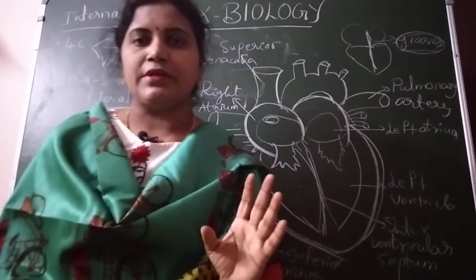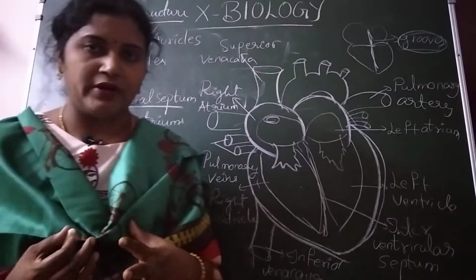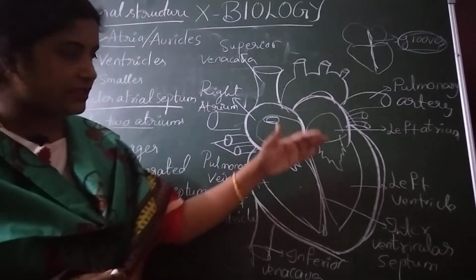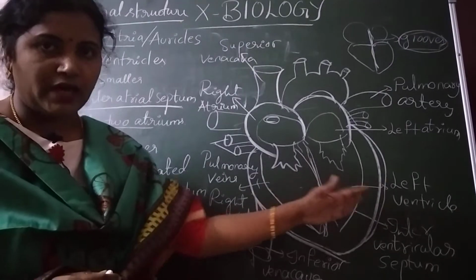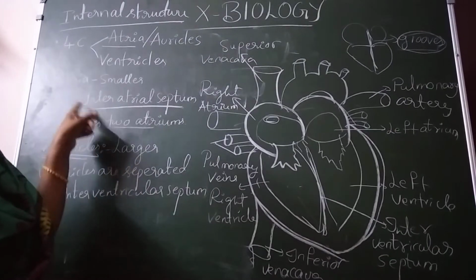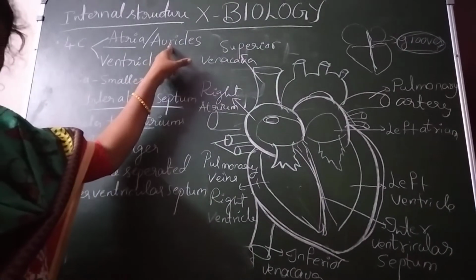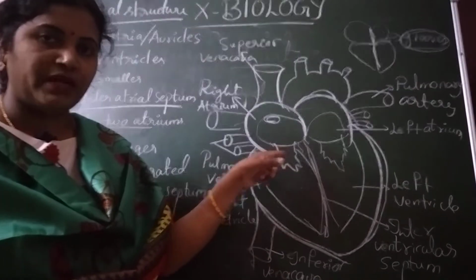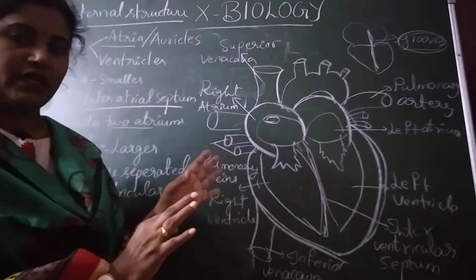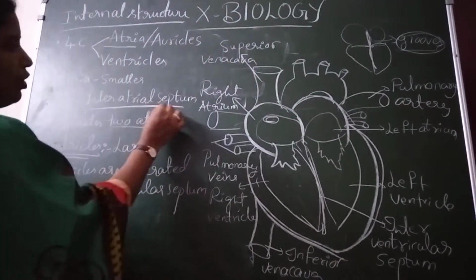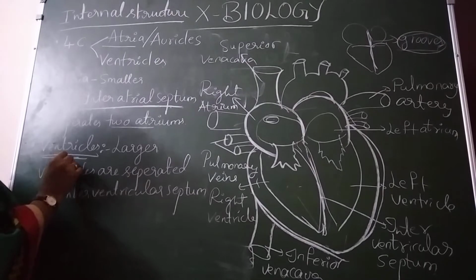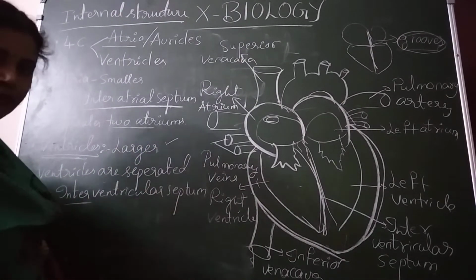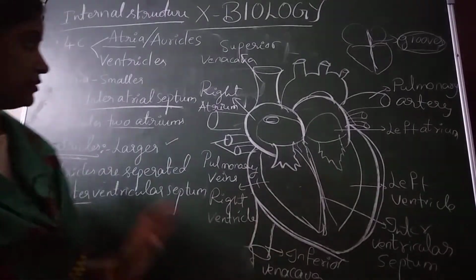So how many chambers are present here? 4 chambers are present in the human heart: the upper 2 small chambers and the lower 2 larger chambers. The upper 2 smaller chambers are known as atriums, also known as auricles, and they are separated by the interauricular septum. And then the ventricles are larger in size, and they are separated by the interventricular septum. Okay, so that is about the chambers.